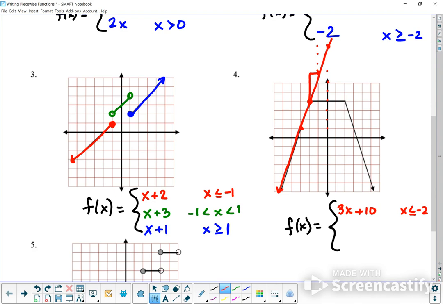You can see that this one's actually symmetrical, so I can do the same thing. It looks like it's going to go down 3 over 1, and then from there, down 3 over 1 again. So it's going to come from 10 as well. So it'll be plus 10, except this one's going to be -3x.